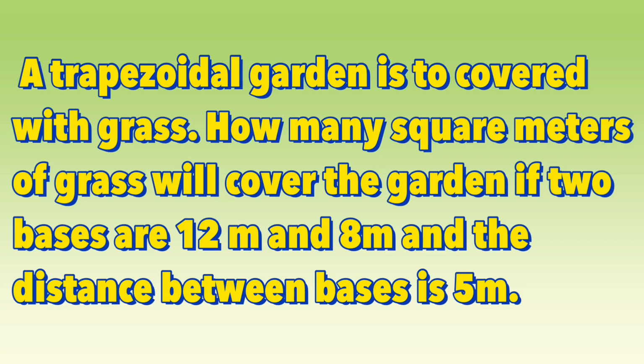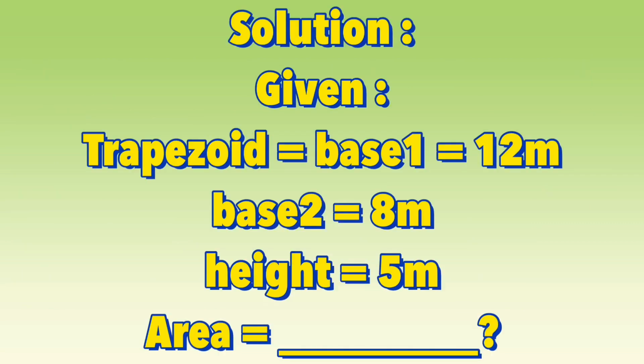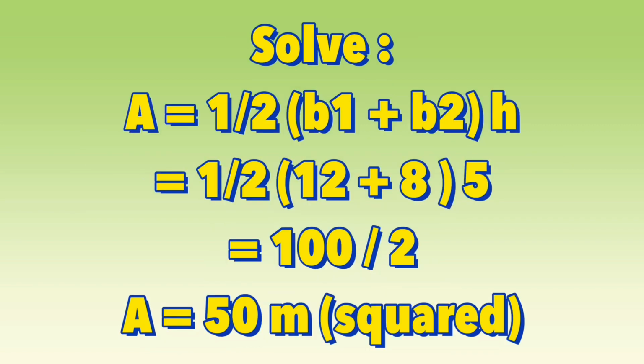Our solution: given a trapezoid, base 1 is 12 meters, base 2 is equal to 8 meters, and the height is also given, 5 meters. Find the area. To solve the area of a trapezoid, we're going to use area equals 1/2 the sum of base 1 and base 2 times the height.